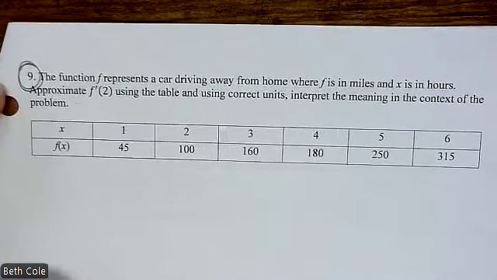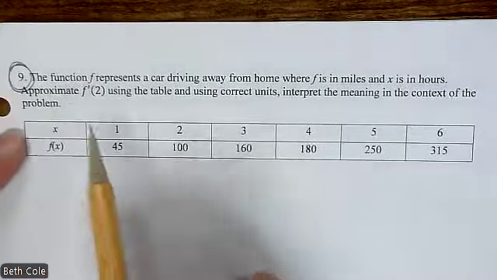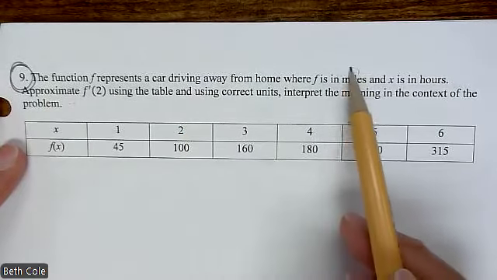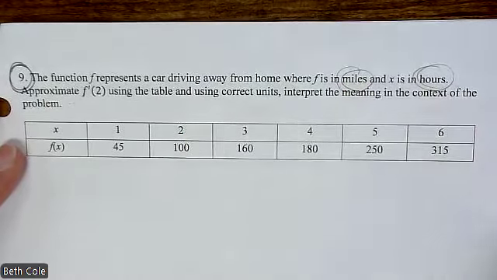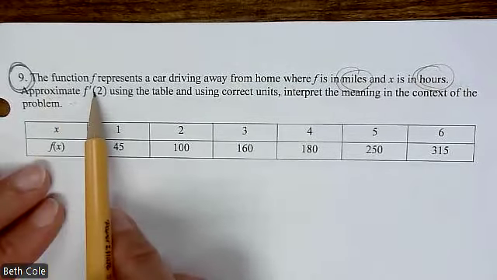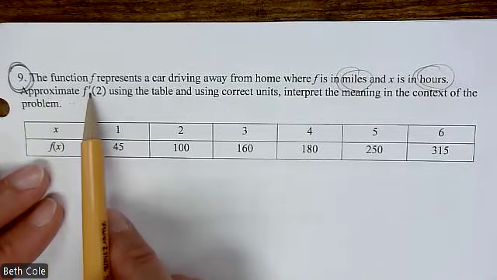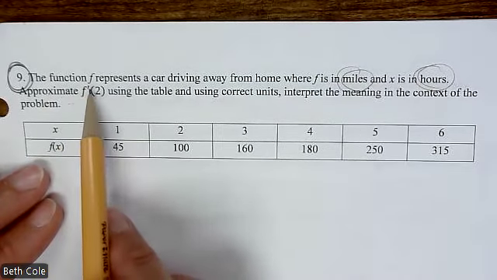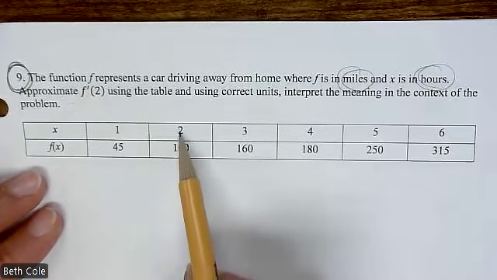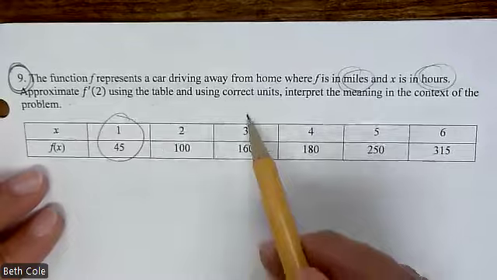All right. Oh, this one is circled, guys. FRQ. Function represents a car driving away from home. F is in miles, x is in hours. I usually circle my units, miles and hours, right? Approximate f prime of 2. Derivative means, what is it? Slope. Okay. We want the derivative at 2. Now I have this actual point at 2, but I don't want that one. I want to pick the ones around it.